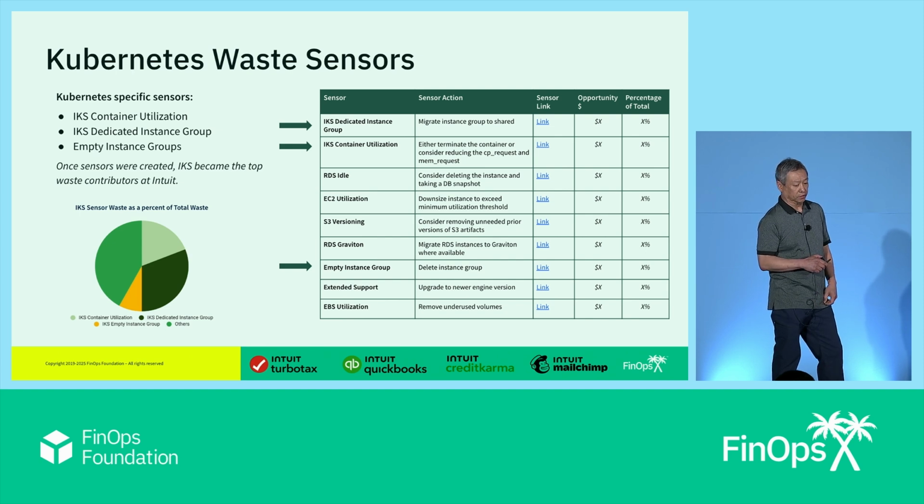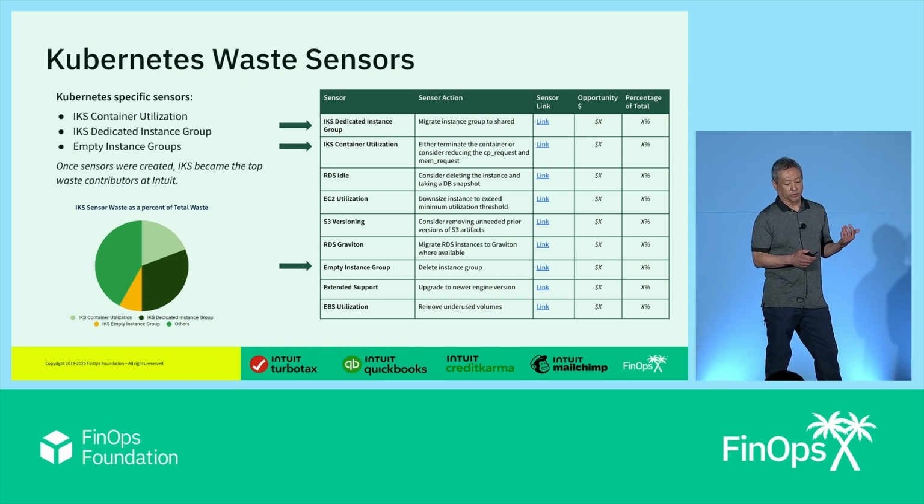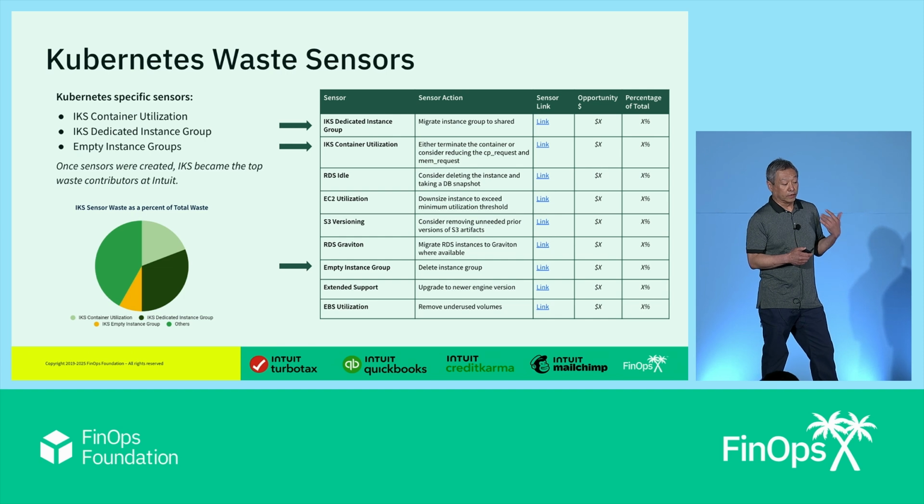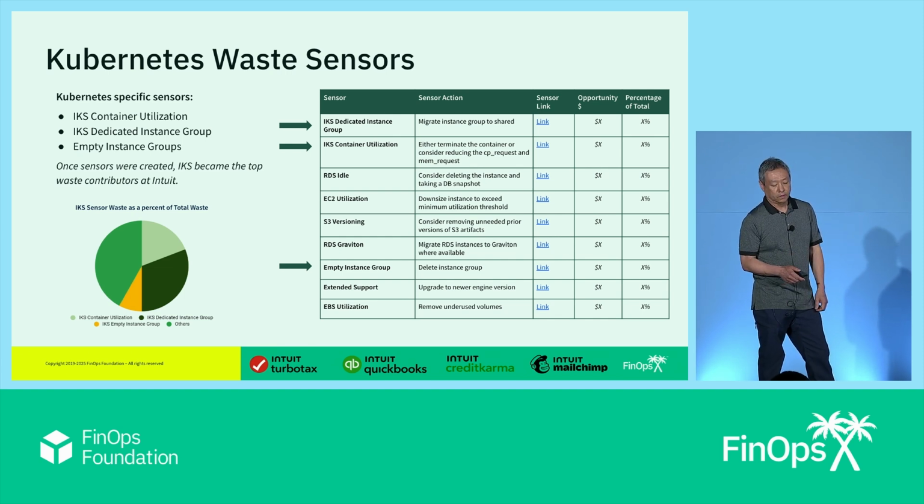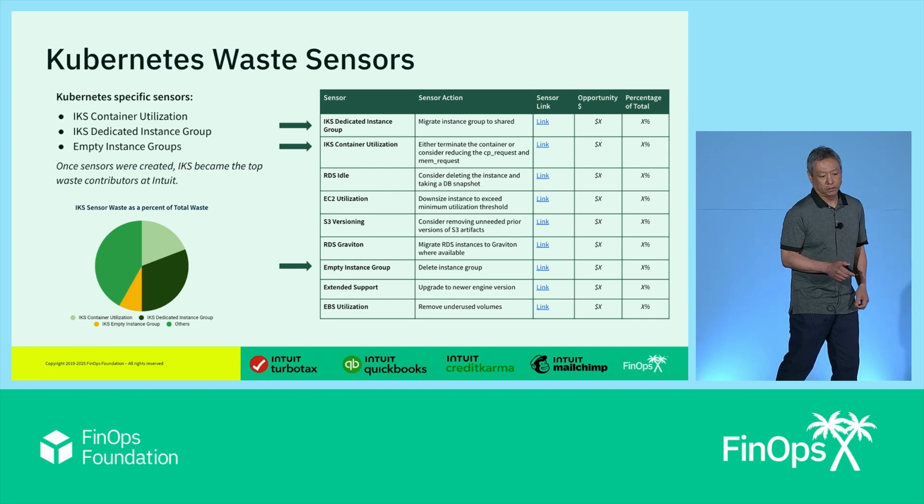Here's the IKS container utilization. It's telling us to either terminate the container or right-size it, right? So ideally, what it's telling us to do is utilize the resources we've allocated for those containers or shut them down. Based on this information, based on the waste sensors, we knew we needed to create some kind of solutions in order to operate IKS so it's more cost efficient.